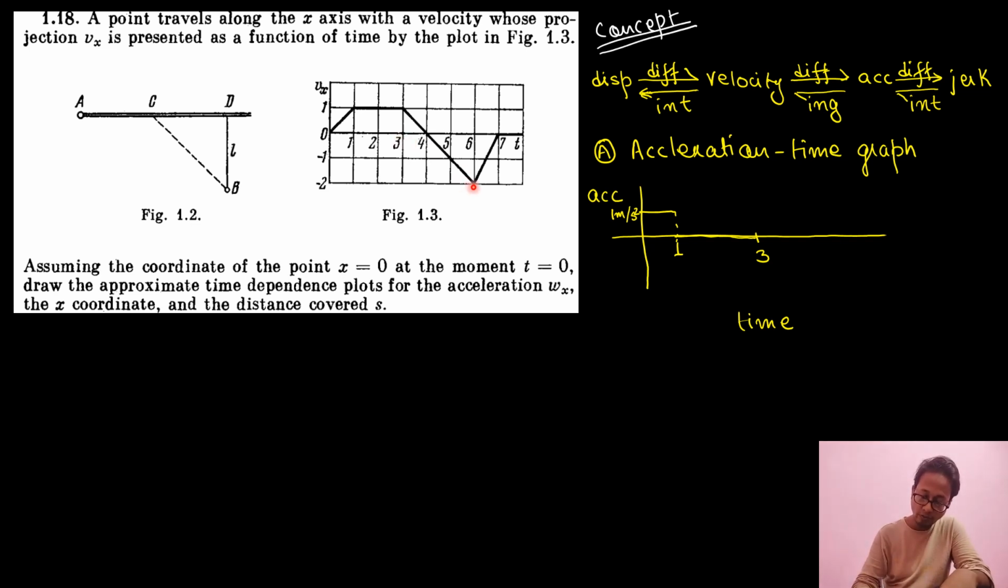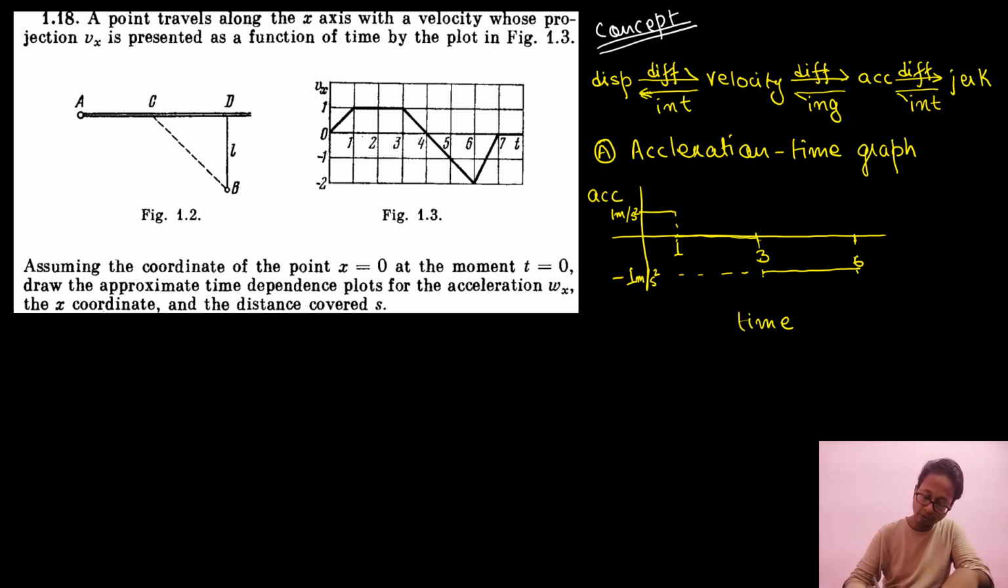From 3 to 6, the slope of the vt curve is negative here. So the acceleration would be negative, but how much negative? (v2 minus v1) by (t2 minus t1), so (minus 2 minus 1) which is minus 3, divided by (6 minus 3), which is 3. So minus 3 divided by 3 is nothing but minus 1. So from 3 to 6 seconds, the value of acceleration is minus 1 meter per second square.